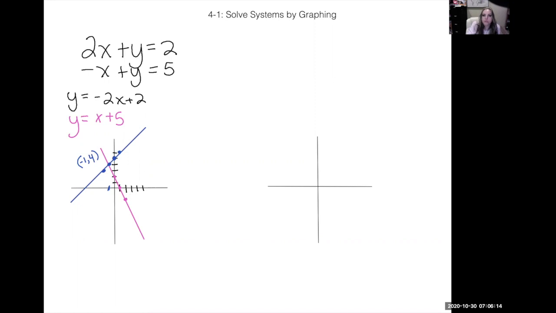Now, what we want to do is we want to check our answer. Okay, this is super important. So we need to check. We're going to substitute in our solution to each equation and solve it. At this point, it doesn't matter which equation you use. You can use the slope-intercept form, or you can use the standard form.